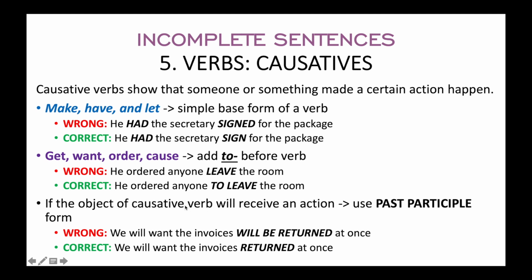Again, the third one would be this one. So every causative verb, it will receive an action. It should use past participle form. For example, we will want the invoices will be returned at once. But you cannot write it down as a double will just like this one. You can just omit the will be and change it into just past participle. We will want the invoices returned at once. So this is for the causative.